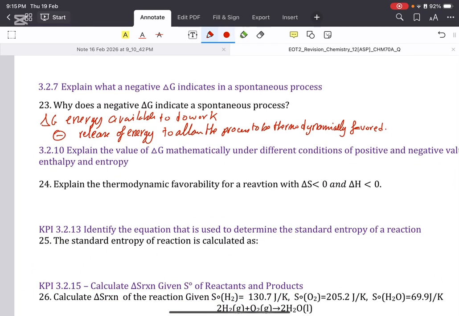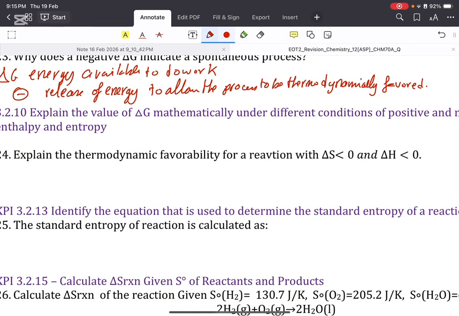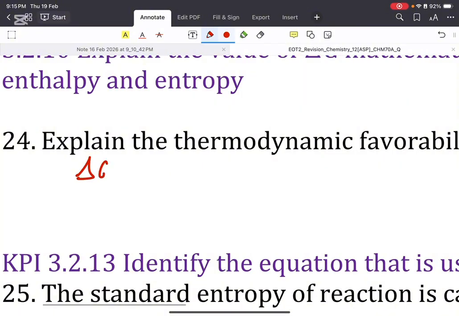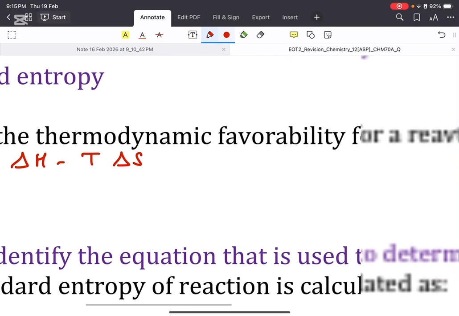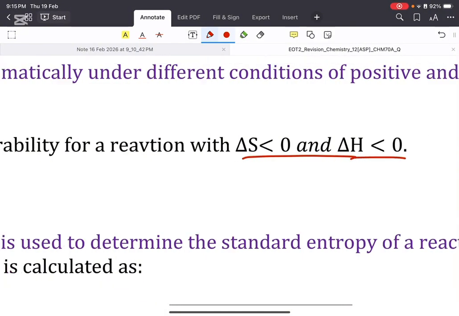Explain the thermodynamic favorability for a system with a negative entropy and a positive delta H. So I'm just going to put this formula: delta G equals delta H minus T delta S. And I'm going to give you all the cases, so like this you can remember it, and I will also explain this one.